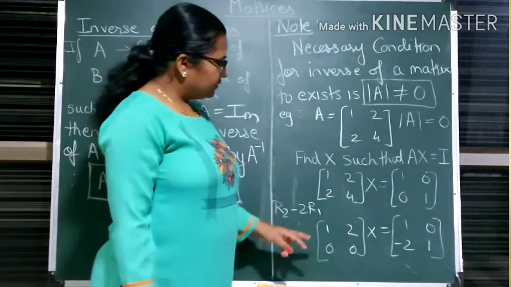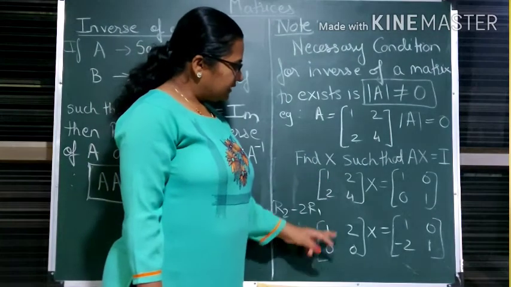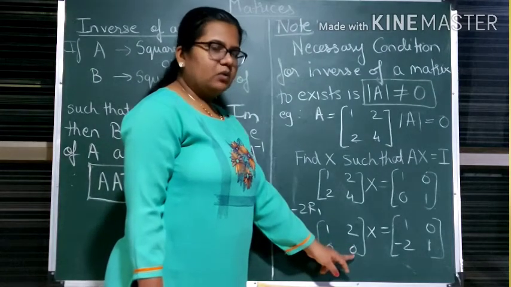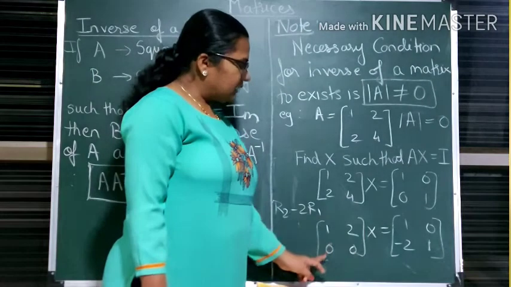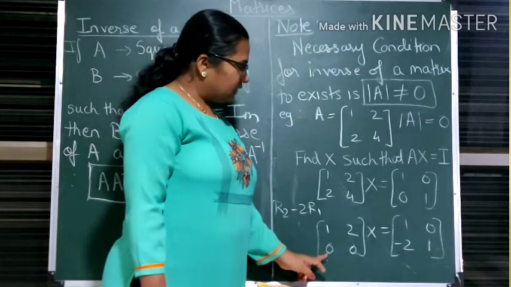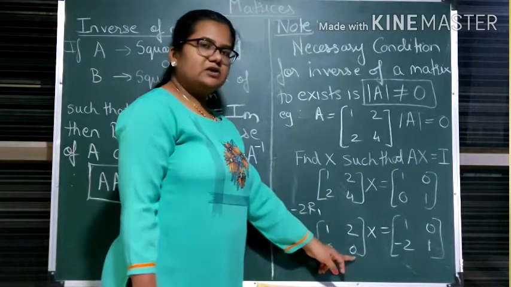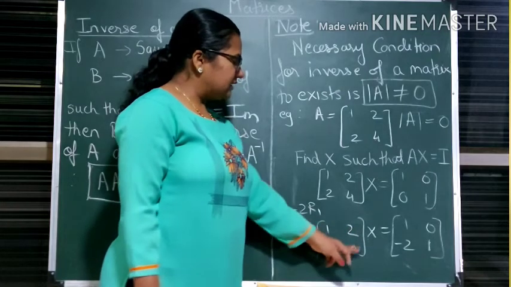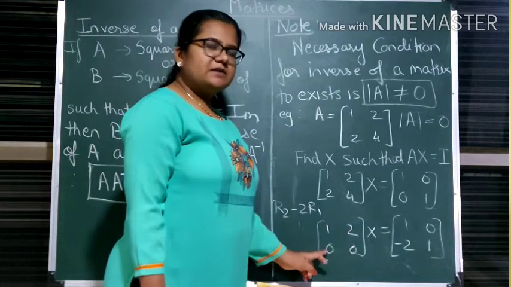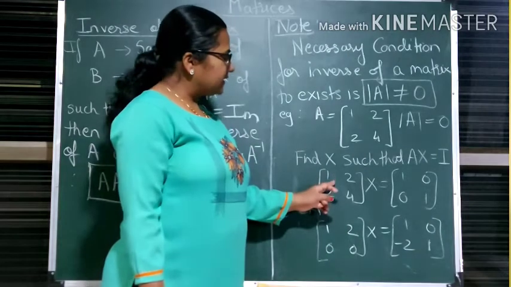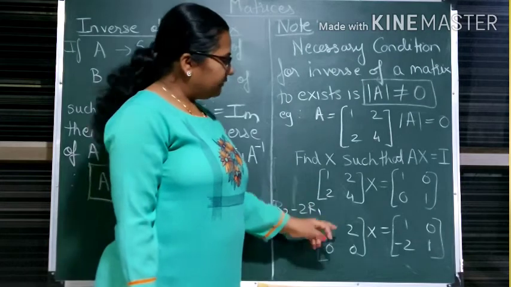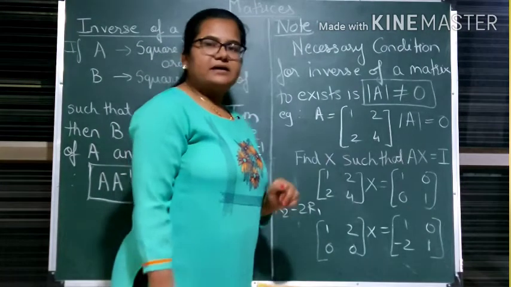So what you can observe here is that this matrix A has converted to this. Now after this, if you want to convert this element to 1, this value will again get changed. When you try to convert this value, that value changes again. So you are going in a cycle. If you change this, this is changing. If you change this, this value is changing. It means this matrix A cannot be converted to an identity matrix. Therefore, you cannot find this unknown matrix X.